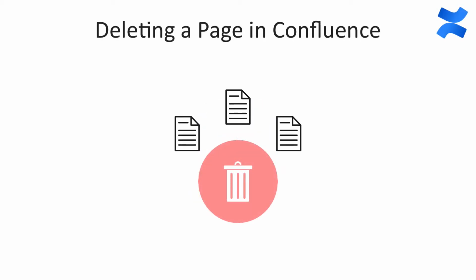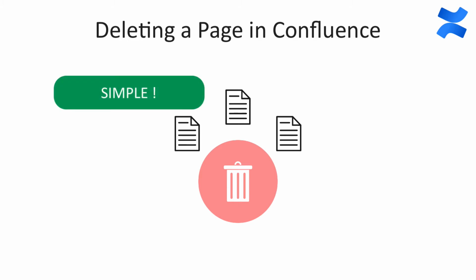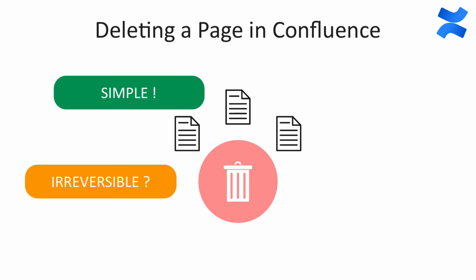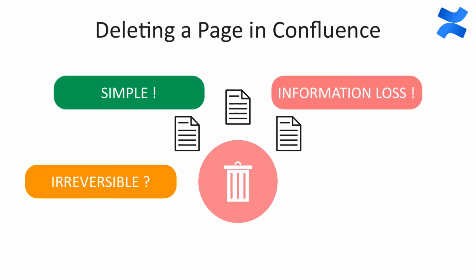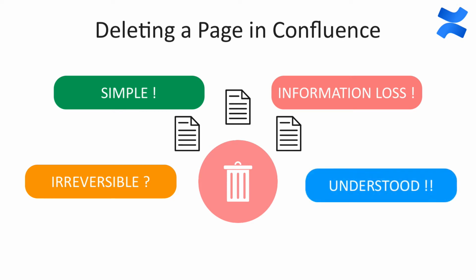Deleting a page in Confluence is quite simple. However, it is also an action that can be irreversible, and it can result in the permanent loss of information. Therefore, it should not be taken lightly, and the full context of deletion should be understood. So let's walk through what happens to a page when it is deleted.